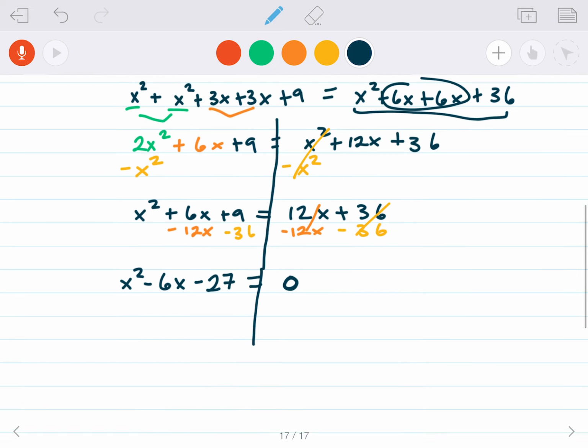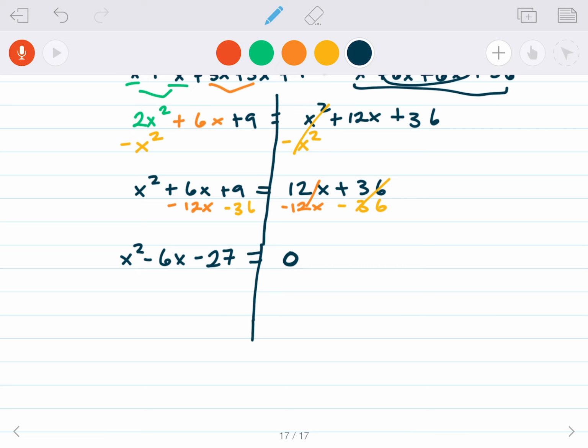All right. So now, let's see, can we factor this? Well, we want to find two numbers that multiply to negative 27, yet add to negative 6. Can you think of two numbers that will do that? Let's try. Negative 9 and positive 3 will do the trick, right? Negative 9 times positive 3 is negative 27, but negative 9 and positive 3 also makes a negative 6. So those are the magic numbers there.